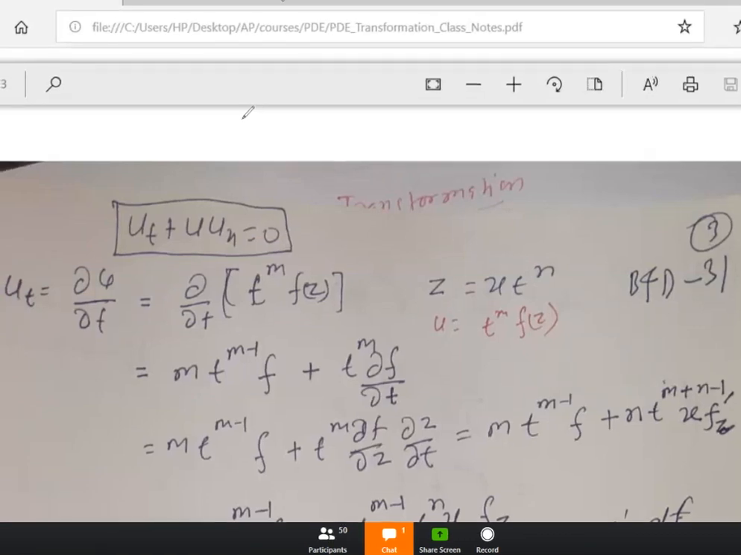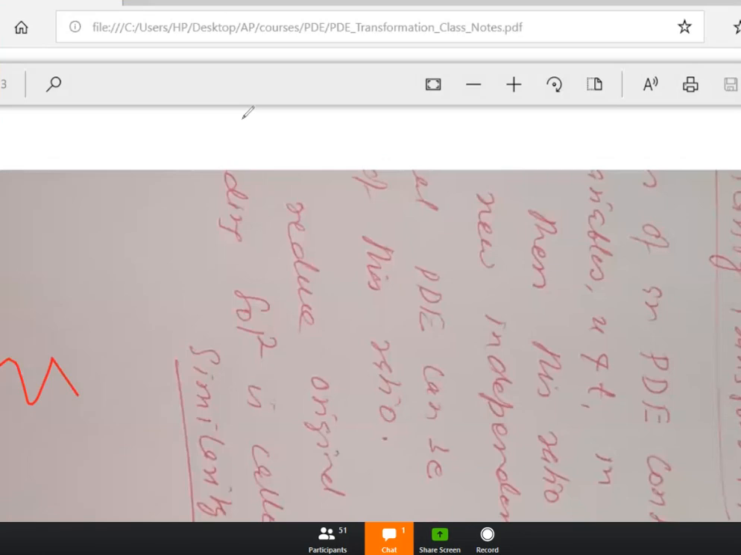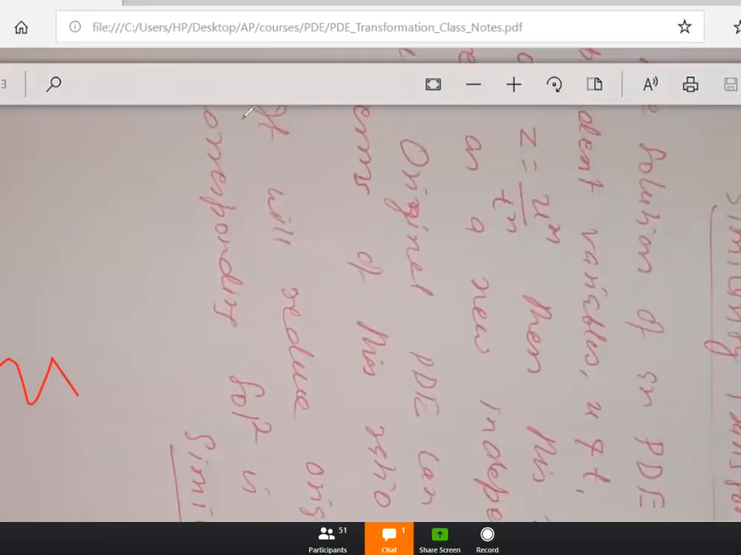Excuse me, sir. Yes, tell me. Sir, why have we taken the form of u in this form, t to the power m into f of z? Okay, so once we solve it, then it will be clearer. Basically, we want a new variable z in terms of this. In the last class we have seen traveling waves. No, you have not seen. We will see today. Just wait for a few minutes, you will get the answer. Okay, sir.